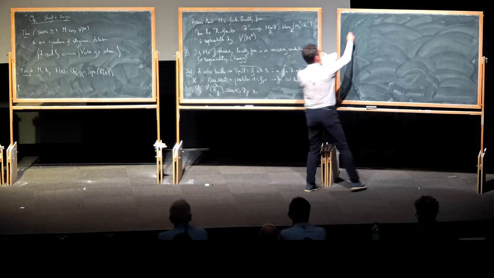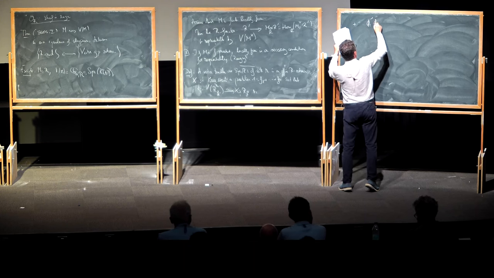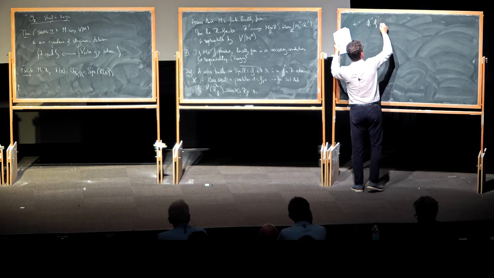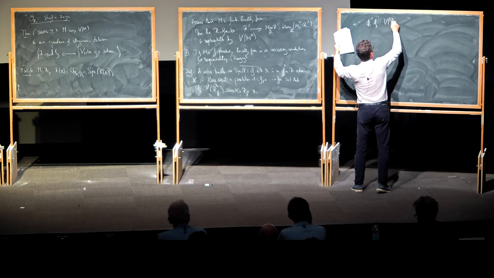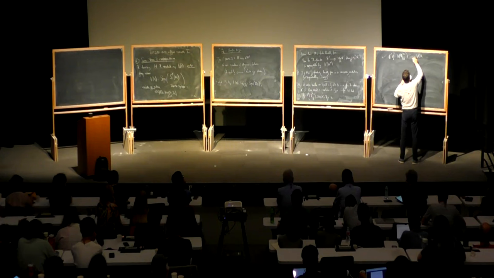Plus, when you look at phi_i^{-1}, phi_j^{-1}, which goes to this pair R. So this is an isomorphism.